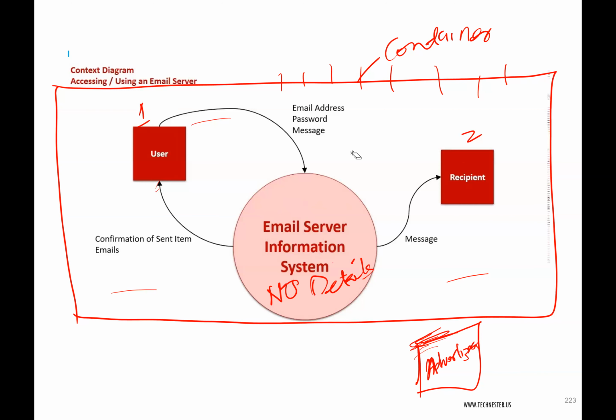So there's no detail of how the email server information system will work. But we're just telling them a summary, with no details of the components of this email server system. So we don't know what goes into it, but you are just telling them that with the system we are developing, this email server will be able to send messages to a recipient. And when the user enters the message, the email server will take their email and password and send the message, and it will send confirmation. So you are not bothering them with the details of what is inside this email server system.